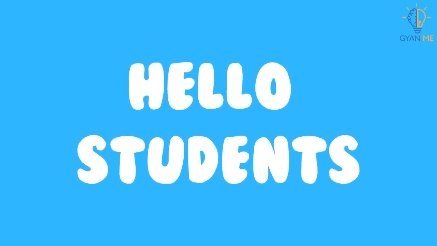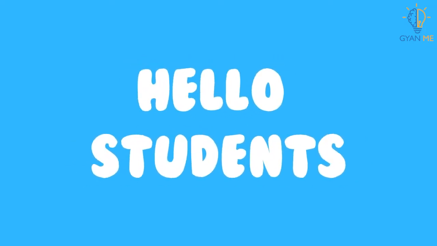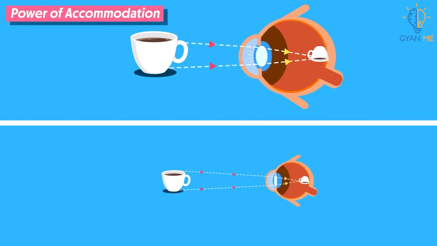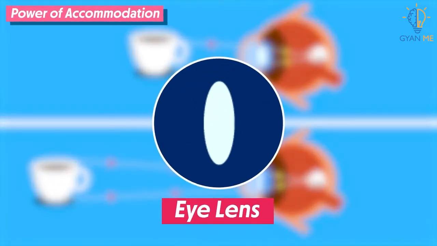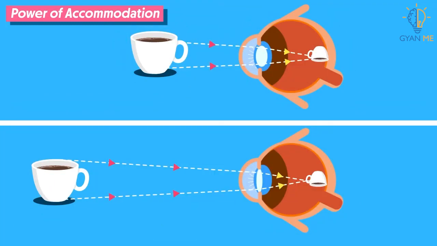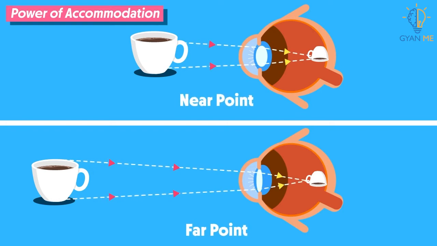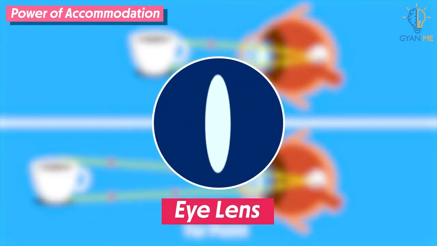Hello students! In the last video, we learned about the power of accommodation of the eye. That is, the ability of the eye lens to change its focal length according to the need. We also learned about far point and near point of the human eye. We know that the primary function of the lens is to make sure that all light is directed at the retina only. This bending of light rays is done by changing the shape of the lens.